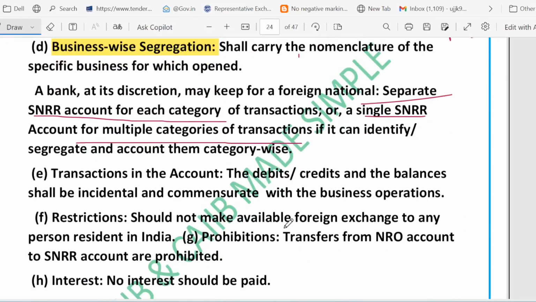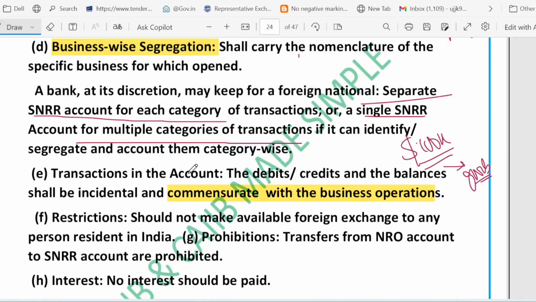Now, what kind of transactions are allowed? The credits and debits in the account must be directly related to the business. They must be commensurate with the business operation and should match its scale. No odd or huge deposits that don't make sense. For example, suppose you import $100,000 of goods. The rupee payment in the SNRR account should roughly match that business.